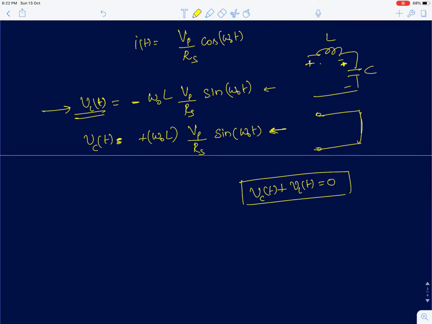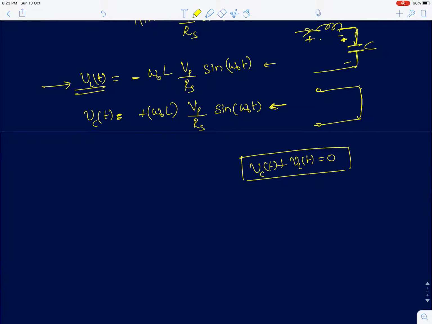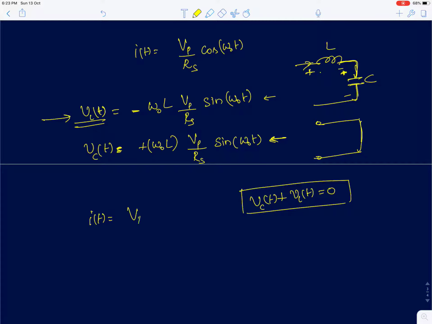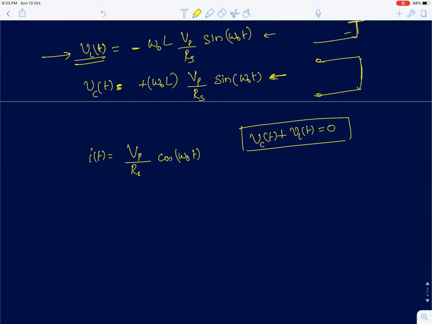We got this equation because both the inductor and capacitor impedances are exactly opposites, negative of each other, so they have different polarities. Therefore since current is the same, the sum of the two voltages is 0. Now the current flowing through that circuit is simply given by Vp by Rs into cos omega naught t. So I'll have to just take the product of the voltage and current to find the power absorbed by the inductor.